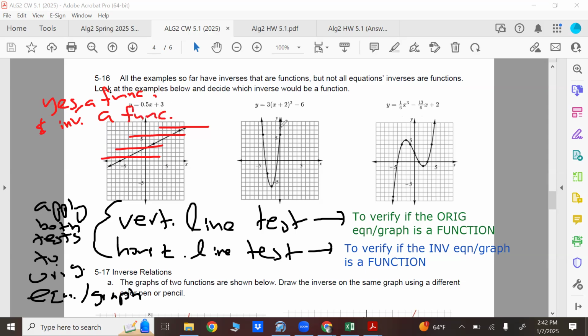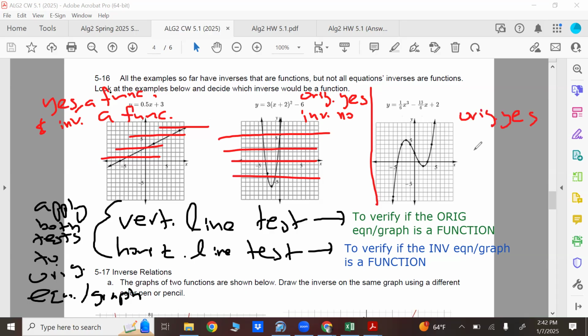Now here, the original is yes, but the inverse is no. Why is the inverse no, guys? Yeah, they touch twice, so that's not cool. Here, the original is still yes. The inverse is also no, because how many times does that touch? Well, actually 3 times, so more than once. If you were to actually find the inverse, which is kind of hard to do, you're going to create an equation that would fail the vertical line test.